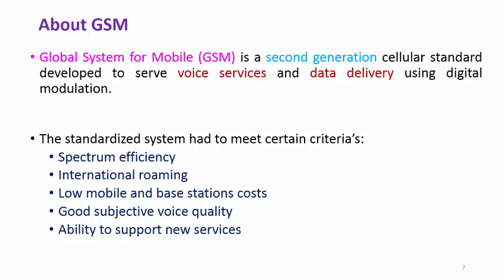The second criterion is international roaming. Third, low mobile and base station installation costs. Then good subjective voice quality, or we can say improved voice quality, and ability to support new services. So new services can be added in the existing GSM network.